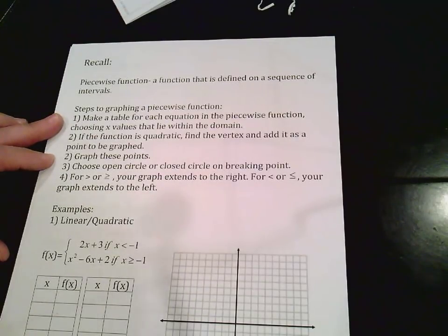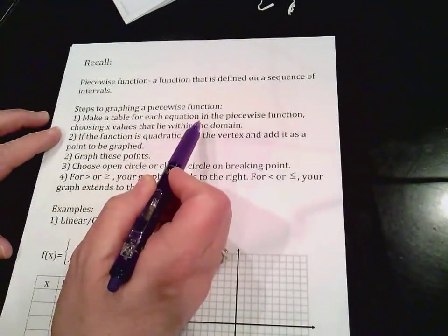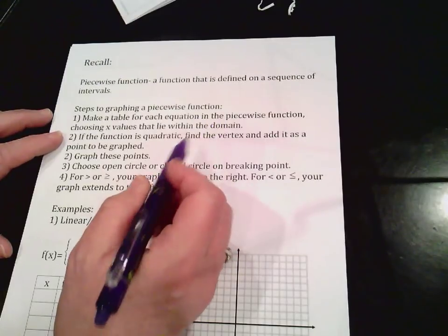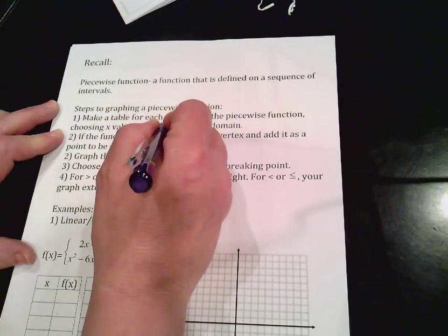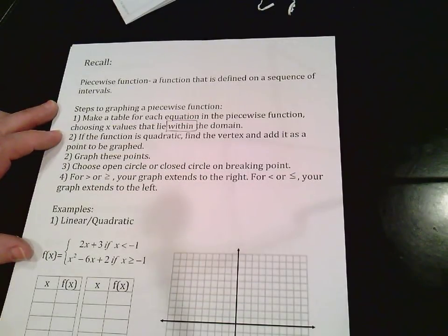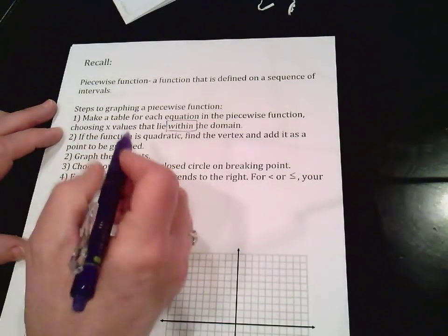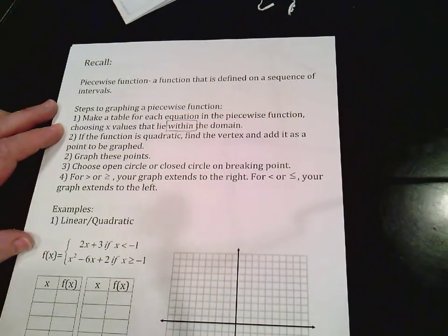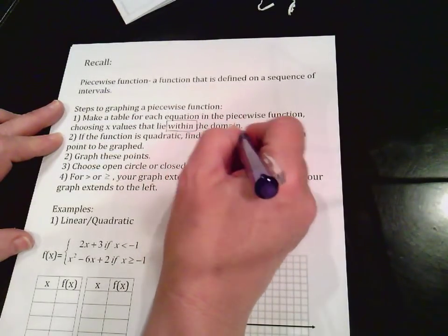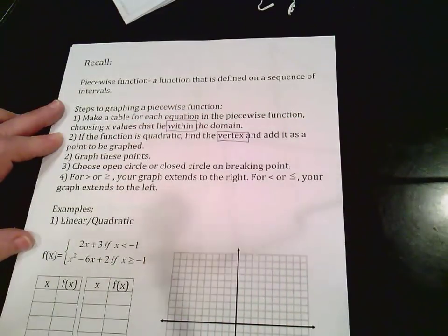First thing we do is we make a table for each equation in the piecewise function, choosing x values that lie within the domain. We want x values that lie within the domain. In other words, x values that follow our restrictions on our domain. If the function is quadratic, then we have to also find the vertex and add it as one of the points to be graphed.